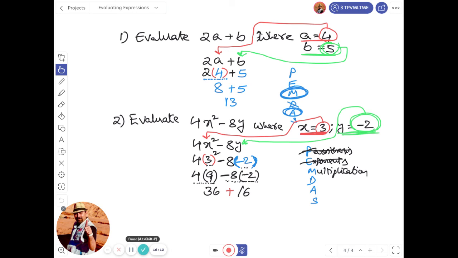Now it's simple, 36 and 16. It's easy to add them. So that gives me 36, 46, that gives me 52. So this is the final answer for this one.